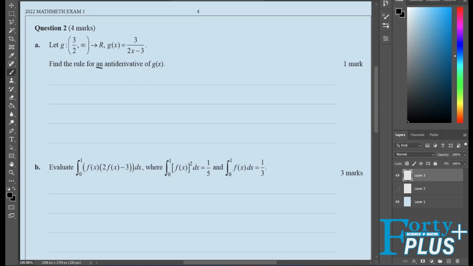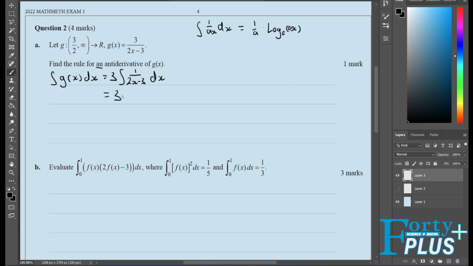So the integral of g(x) dx, we're going to simplify it here. We're just going to take the coefficient out. We're going to say it is 3 times the integral of 1 over 2x minus 3 dx. So the rule that we're going to be using is this one. The integral of 1 over ax dx equals 1 over a times log base e of ax.